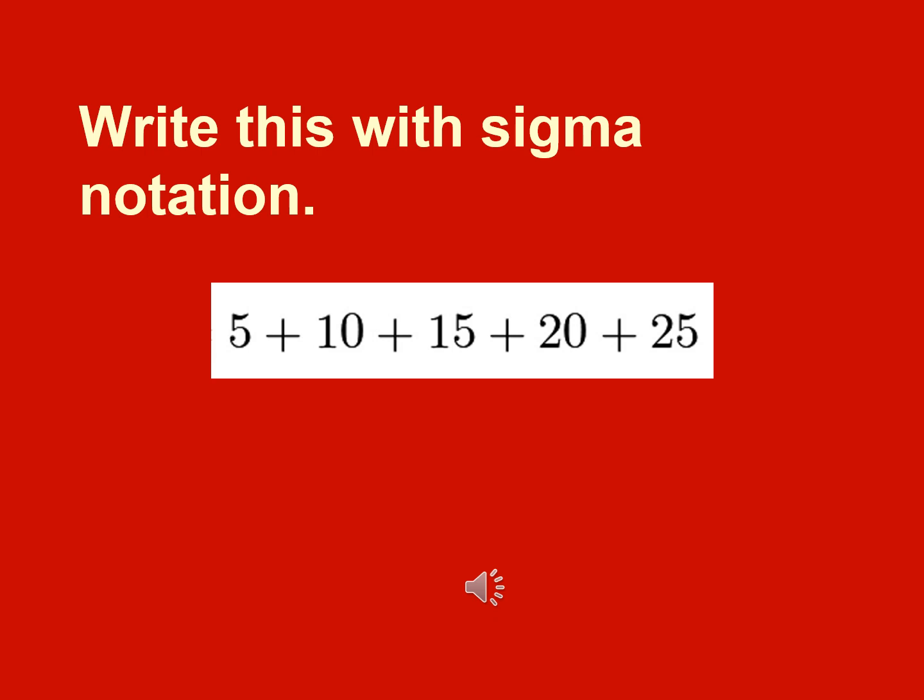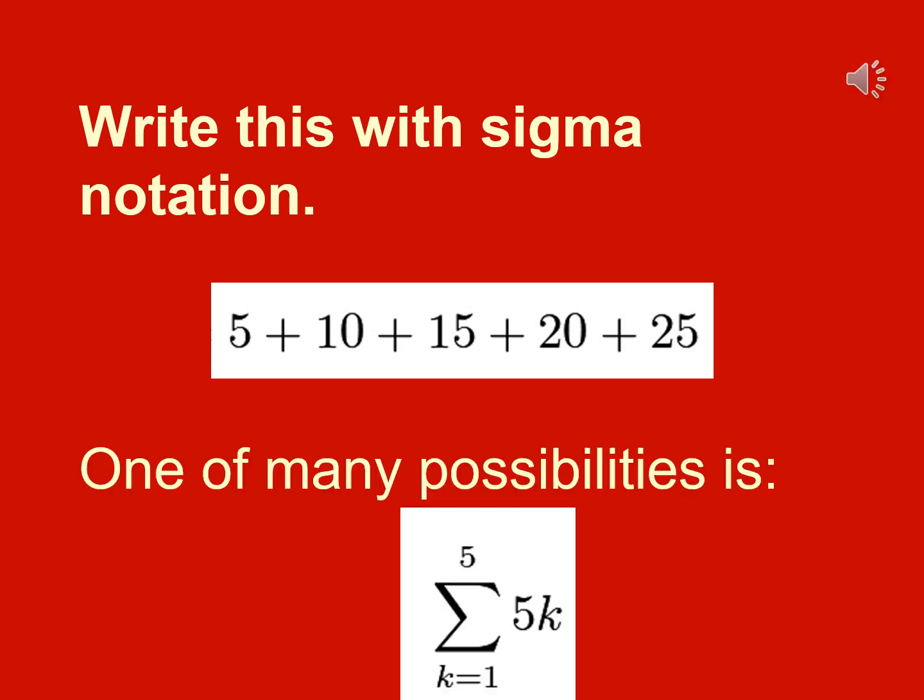There's often many ways that you could do this, but the easiest is to start with the sigma symbol, think of how many numbers we're adding up, and then what would be a formula you could use to get those numbers. Here we're adding up 5 different numbers, so that's why at the bottom I have 1 and at the top I have 5. And these happen to be multiples of 5, so that's why the formula here is 5k.